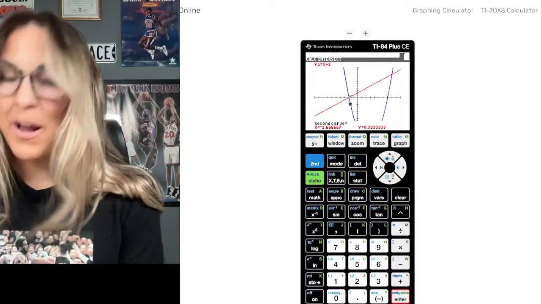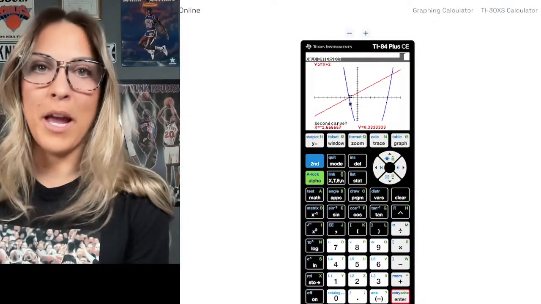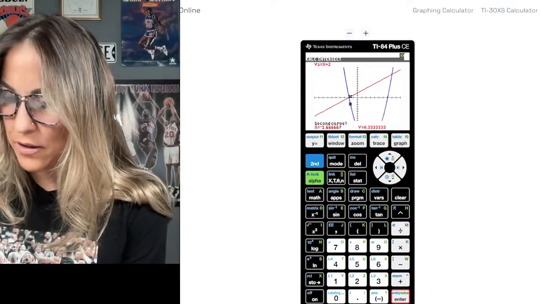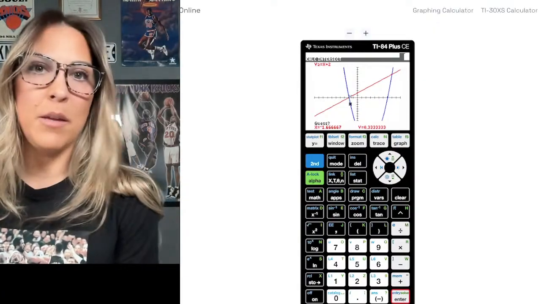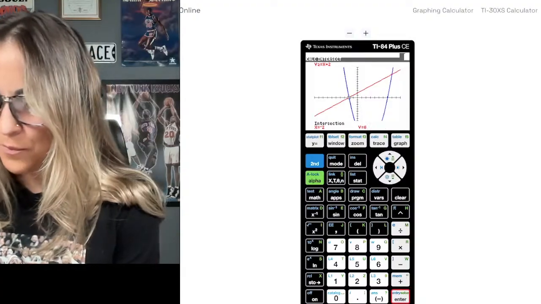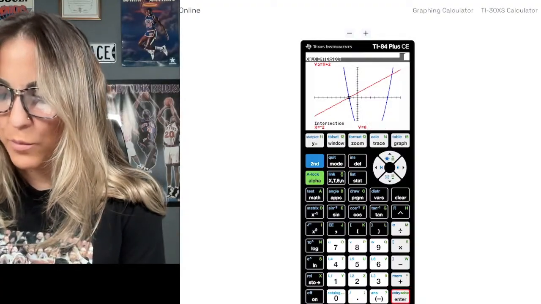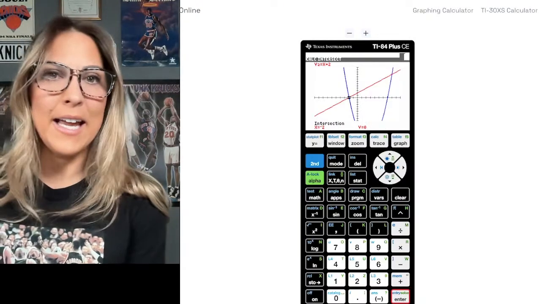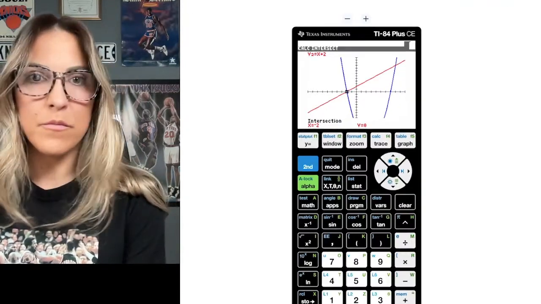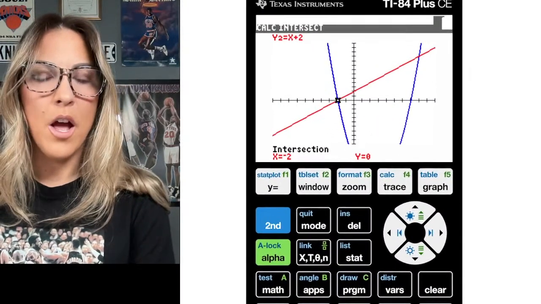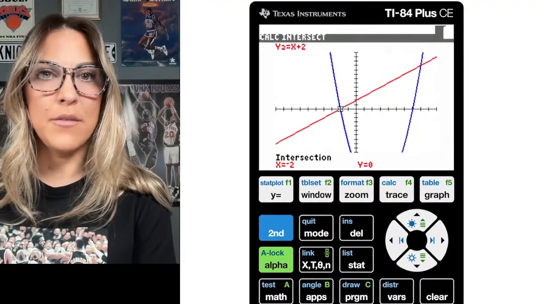And now it's asking me, am I on the second curve? So it's kind of confirming, am I on the other equation now? It is, so I'm going to hit enter. It's asking me, do you want me to guess? Yes, hit enter. And it's giving us the first point of intersection, which is happening at -2, 0. Let me scroll in so you guys can see that. All right, so you see it's giving us the intersection at -2, 0.